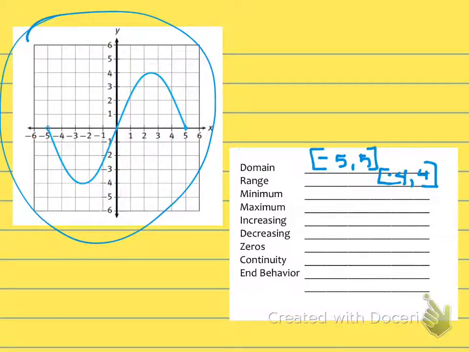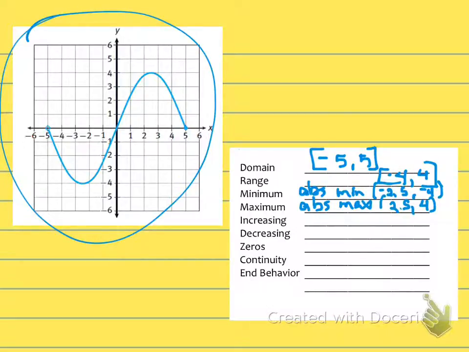We have an absolute min at, looks like it's about -2.5, -4. And looks like we have an absolute max on the other side there at +2.5, +4.